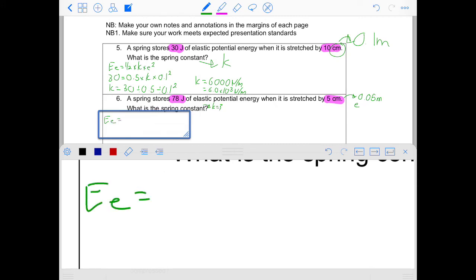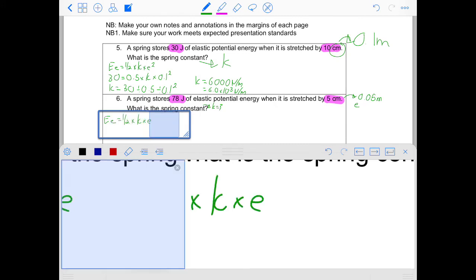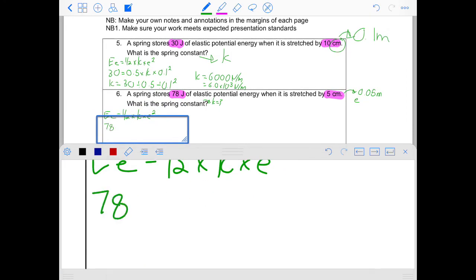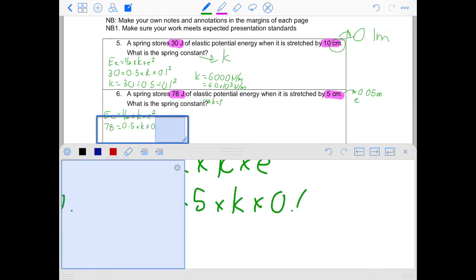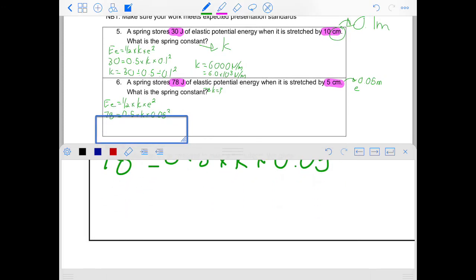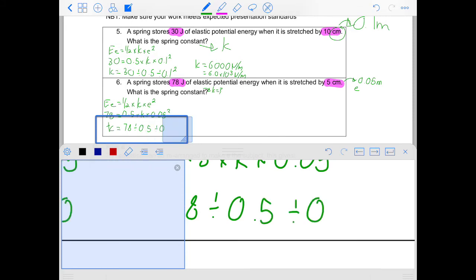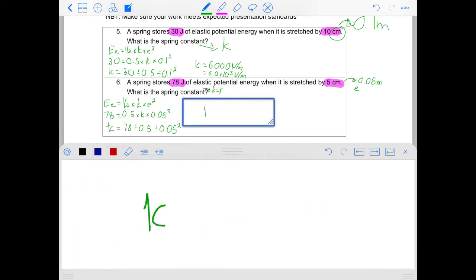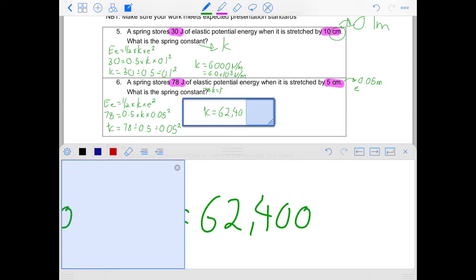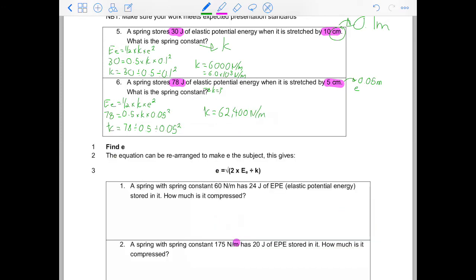So our elastic potential energy is equal to 1/2 times our spring constant times our extension squared. So we have our 78 is equal to 0.5 times our spring constant times our 0.05 squared. So then we go K is equal to, our spring constant is equal to 78 divided by 0.5 divided by 0.05 squared. Plug all those numbers into a calculator and you end up with a spring constant of 62,400 newtons per meter.